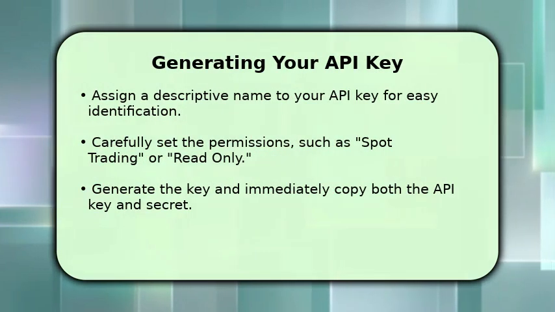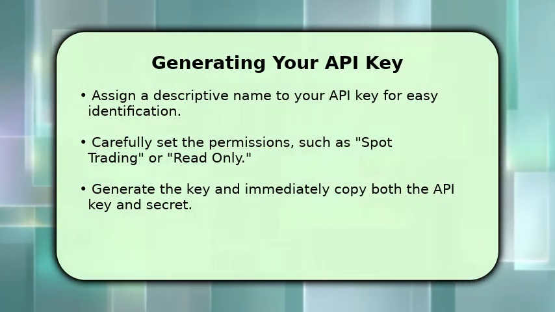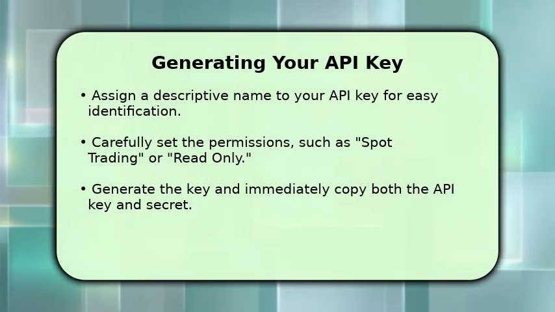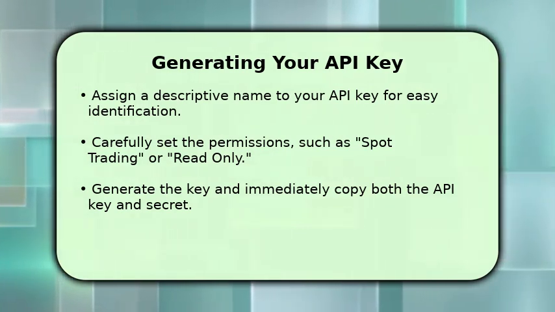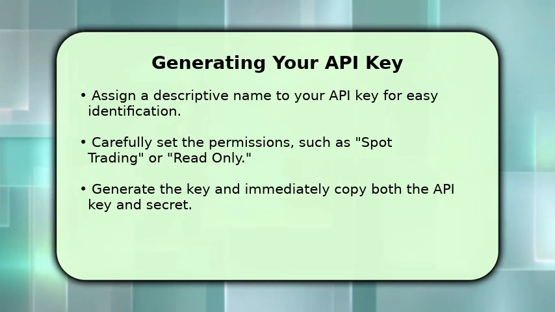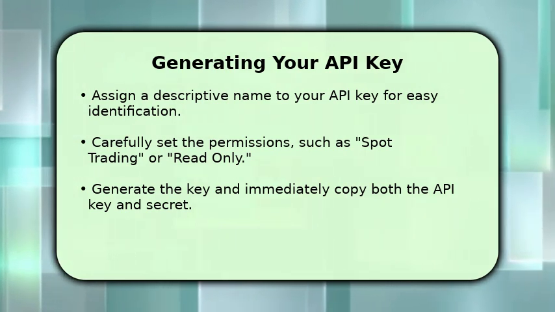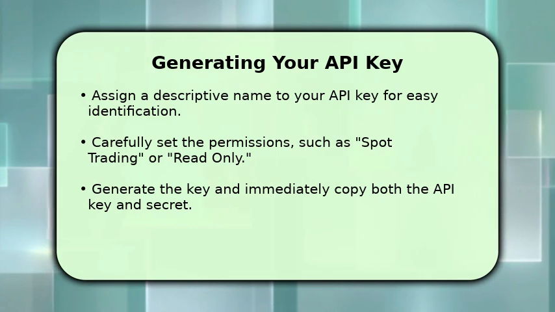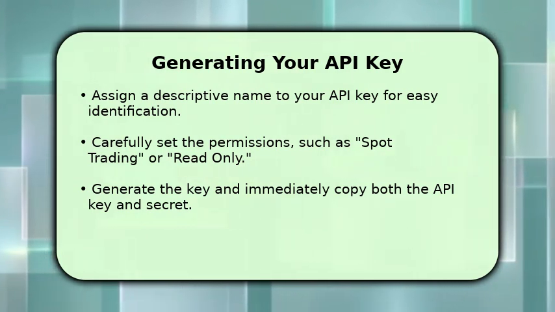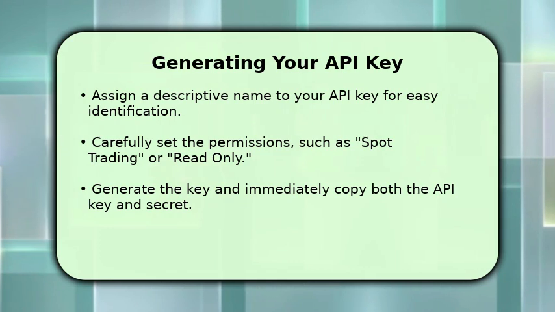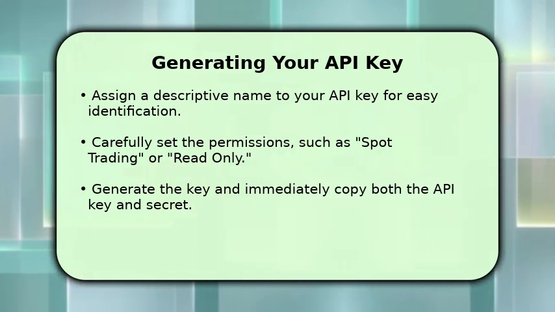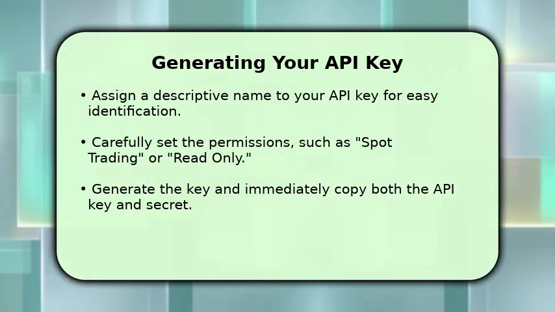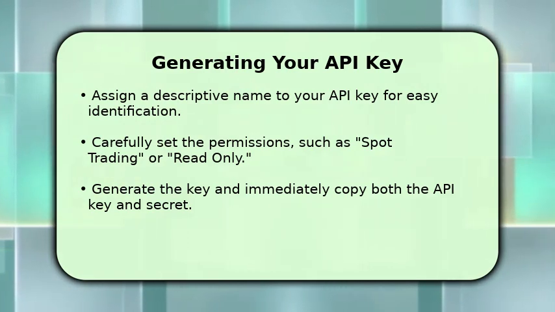Now you'll name your API key. Choose something clear like My Trading Bot. Next, it's vital to set the permissions. Only enable the specific actions your application needs, such as spot trading or read-only access to minimize risk. After configuring permissions, click Create API Key. You will then be presented with your unique API key and secret. Copy both immediately and store them securely, as the secret will only be shown once.